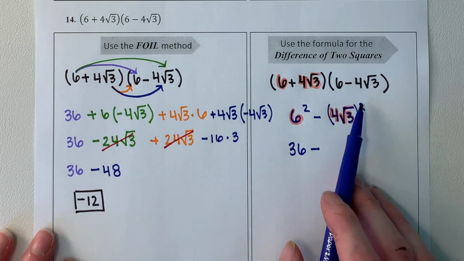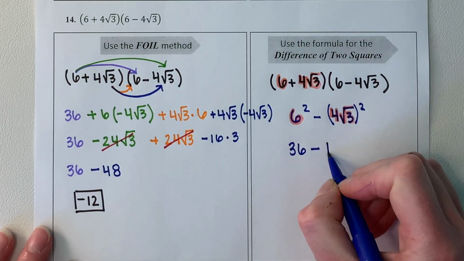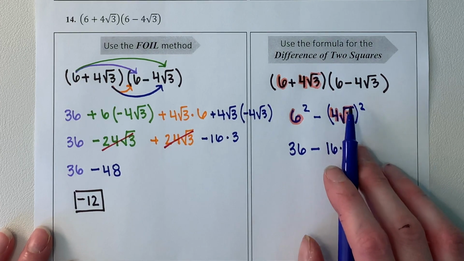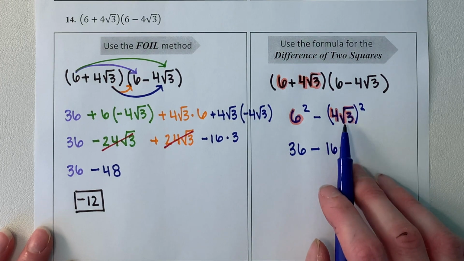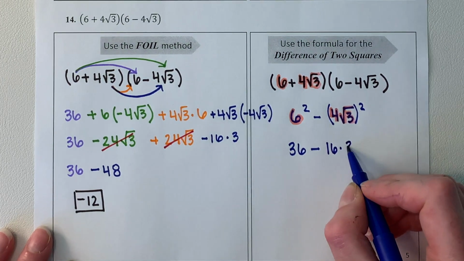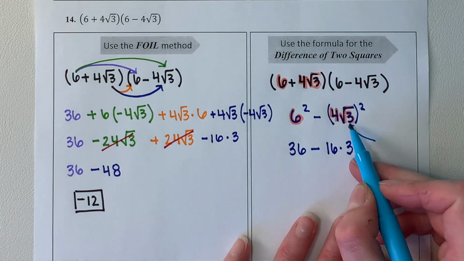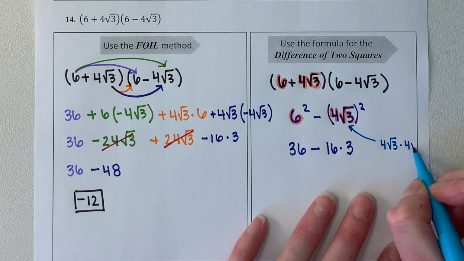One way is to apply the square to the 4 and to the square root of 3. 4 squared will give us 16, and then if we take the square root of 3 and square it, the square root and the square are inverse operations, they cancel each other out, so the square root of 3 squared just gives us 3. Or if you prefer to write this out, 4 square root of 3 squared is equivalent to 4 square root of 3 times 4 square root of 3.